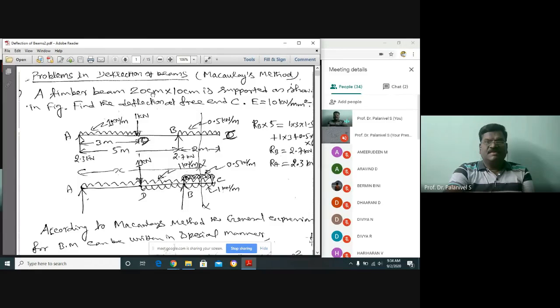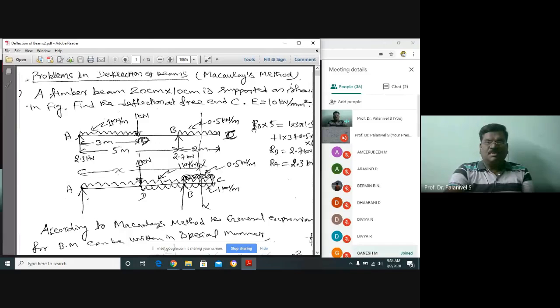This is given as 20 centimeter by 10 centimeter, which is the width and depth; we will see that later. E is equal to 10 kN per mm square. It's given, it's a timber beam, that's why the value is low. Now this is the given beam. The first step is to determine the support reactions.